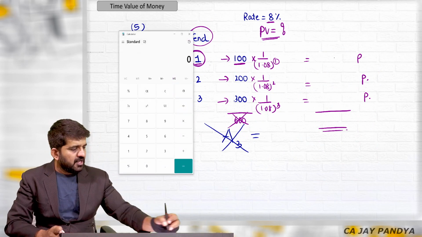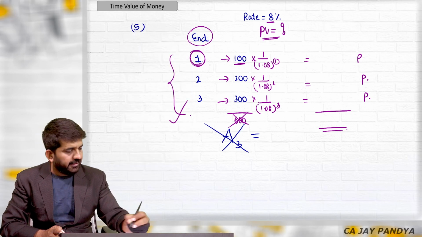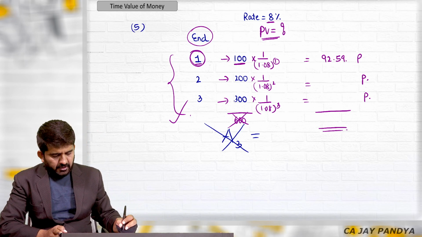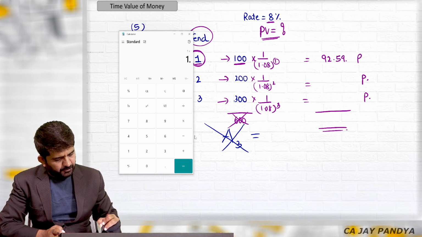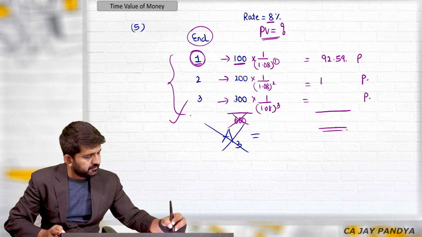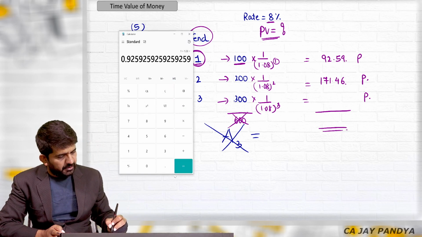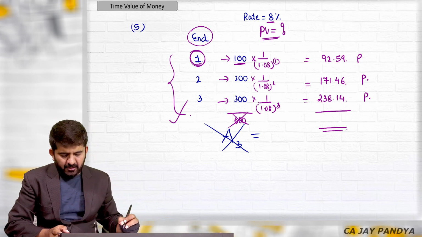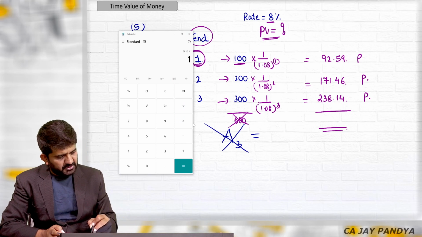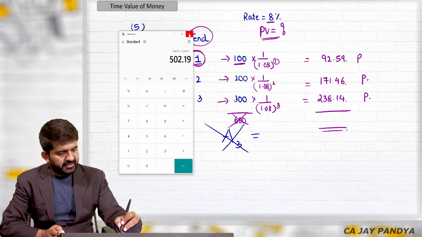How you can do it is very simple. Find out first this answer. 100 divided by 1.08, 92.59. How to find out this answer? 1 divided by 1.08, multiplied by 200, which is 171.46. How to find out this answer? 1 divided by 1.08, multiplied by 300 is 238.14. What will be my total answer? 92.59 plus 171.46 plus 238.14. It is 502.19.